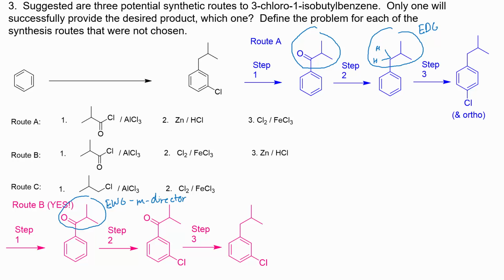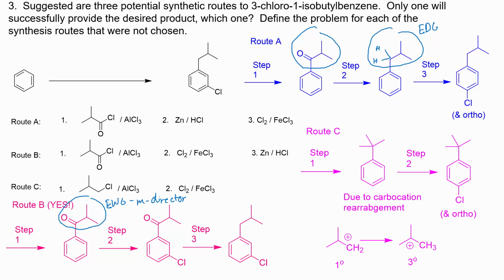Okay, route C is going to fail for a variety of reasons. Reason number 1 is that the carbocation that we have here is not a stable carbocation. It's a primary carbocation that could easily rearrange to a tertiary carbocation just by doing a 1,2 hydrogen shift. So that's going to be pretty much an unstoppable process. So it's going to fail in step 1 because we're going to put a T-butyl group and not an isobutyl group there due to the rearrangement of the carbocation intermediate.